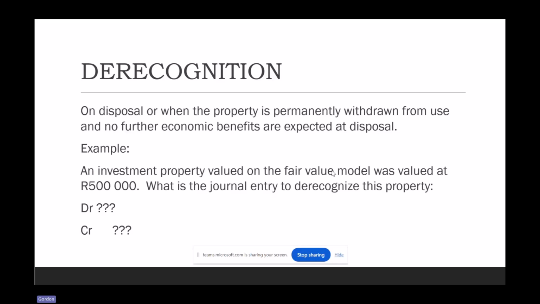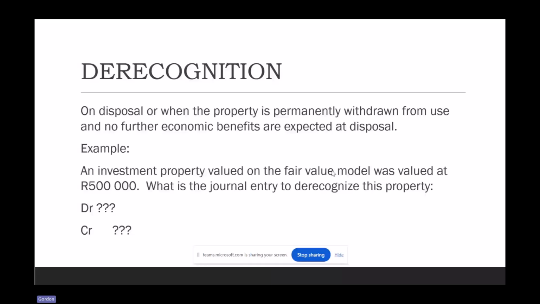And we also spoke about subsequent measurement. After you've initially recognized it on the balance sheet, the standard says that we can either use the fair value model or the cost model. If it's the cost model, then it is carried at cost less accumulated depreciation. And if it is the fair value model, then it is always carried at fair value, right?